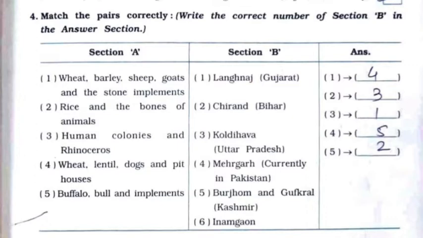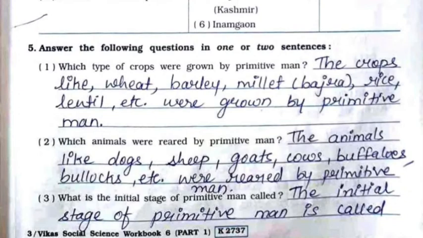Fourth, wheat, lentil, dogs and pit houses. It's option number 5, Burzahom and Gufkral, that is Kashmir. Fifth, buffalo, bull and implements. It's option number 2, Sheikhpur, that is Bihar. Now we'll continue with question number 5, that is answer the following questions in one or two sentences.